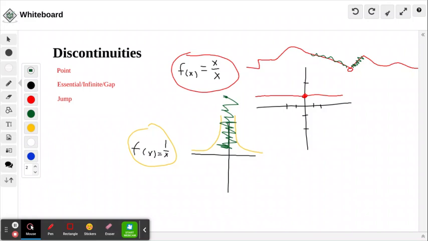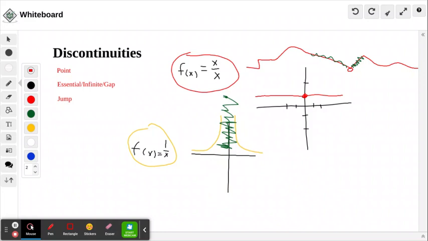So an essential, infinite, or gap discontinuity is one where something goes to infinity and then it continues from infinity on the other side. And it can be positive or negative, and they don't have to be the same. So say you have, I'm going to do this in red, say you have a graph that looks like this. That is still an infinite discontinuity.